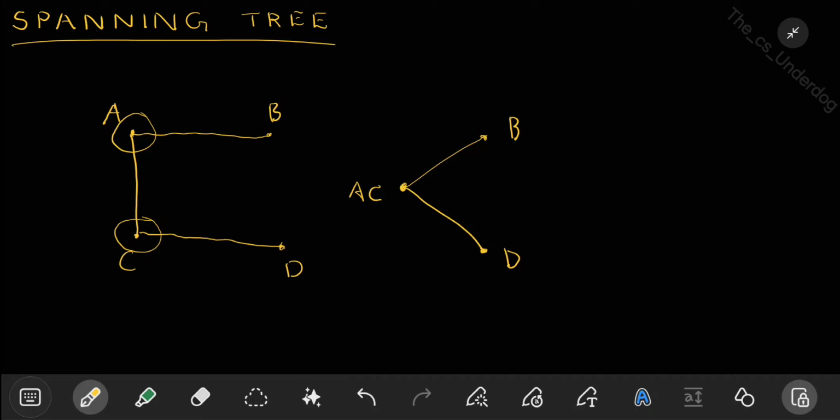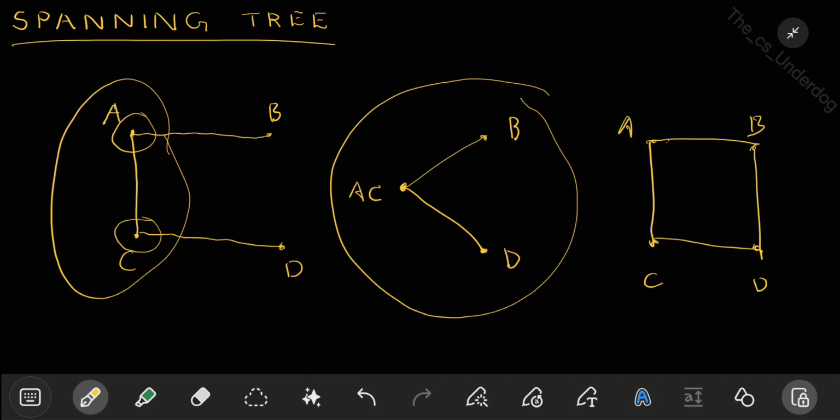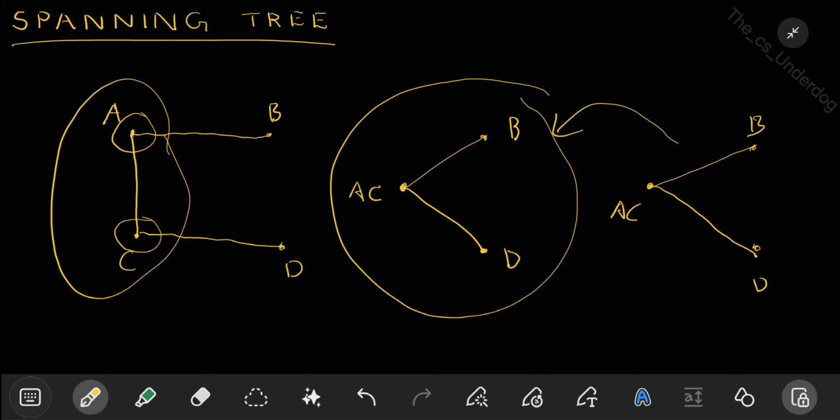Whenever you contract an edge from a spanning tree, what you obtain is a spanning tree of the contracted graph. Let us say A, B, C, D is your actual graph, and this graph has a cycle. If you contract the edges of a spanning tree, what you obtain is the spanning tree of the contracted graph. That is, in the original graph itself, if you contracted AC and made it a single vertex, then whatever the remaining graph is, if you take a spanning tree of this graph, let us say by removing this edge, then you get the same spanning tree. So by contracting an edge of a spanning tree, you obtain a spanning tree of the contracted graph.